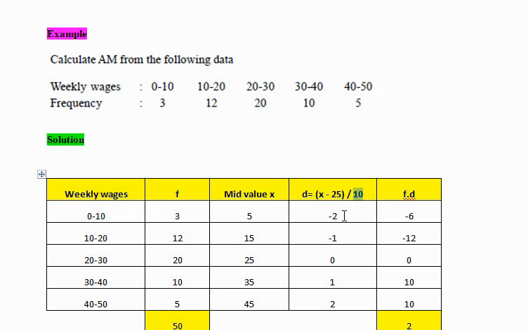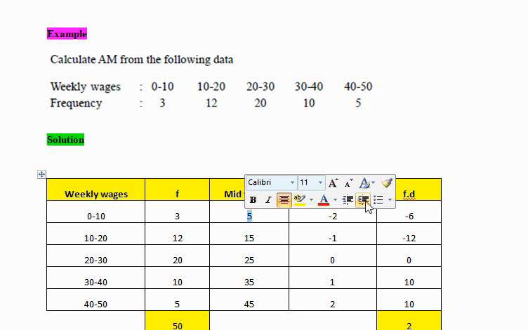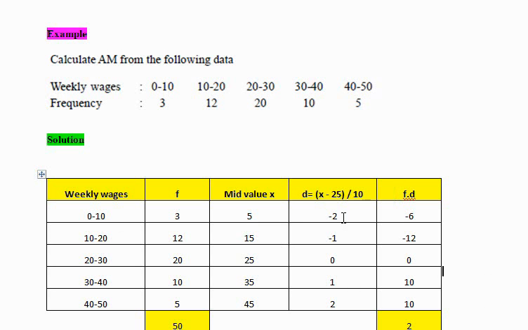So we have to find the value of d: x minus 25 by 10. That is 5 minus 25 by 10. 5 minus 25 is minus 20, by 10, it is minus 2. Then 15 minus 25 by 10, that is minus 1. 25 minus 25 by 10, that is 0. 35 minus 25 by 10, that is 1. 45 minus 25 by 10, that is 2. So we got the d values.